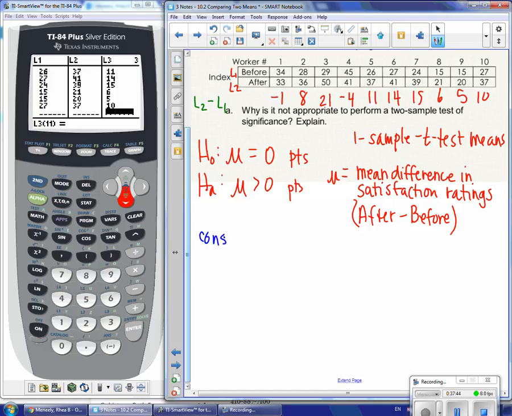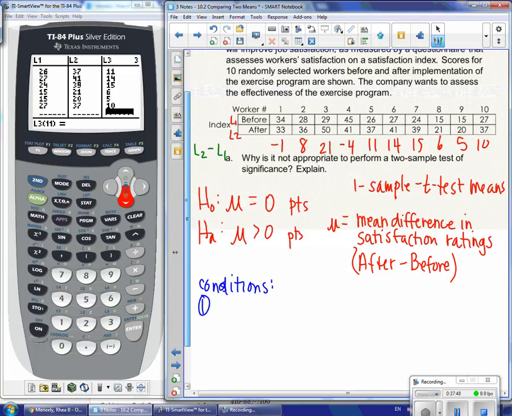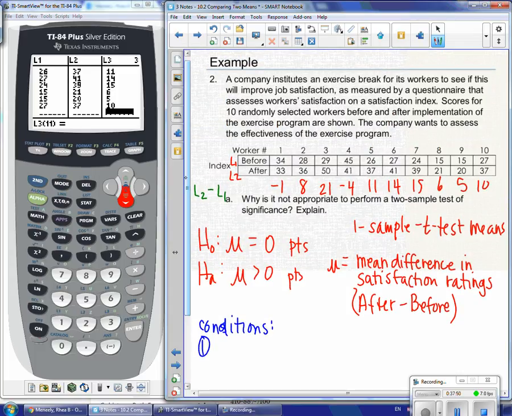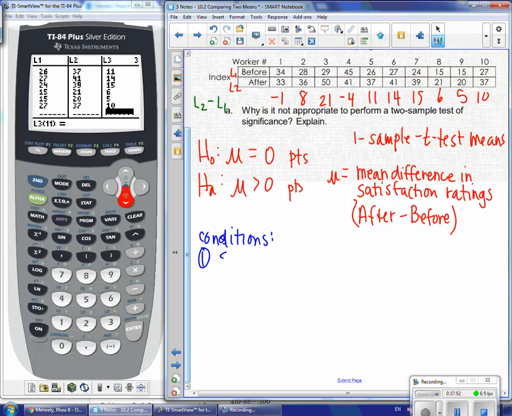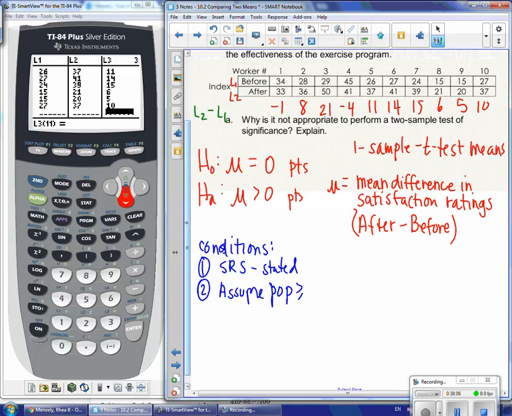My conditions would be simple random sample. So is this group of individuals a simple random sample? Does it say? It says randomly selected. Perfect. Okay, the second one, I'm going to have to assume that the population of employees is greater than or equal to 10 times my sample size, or 100 employees.